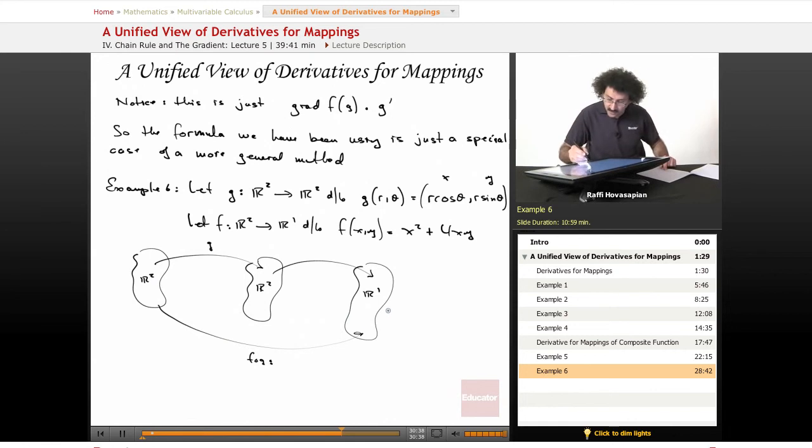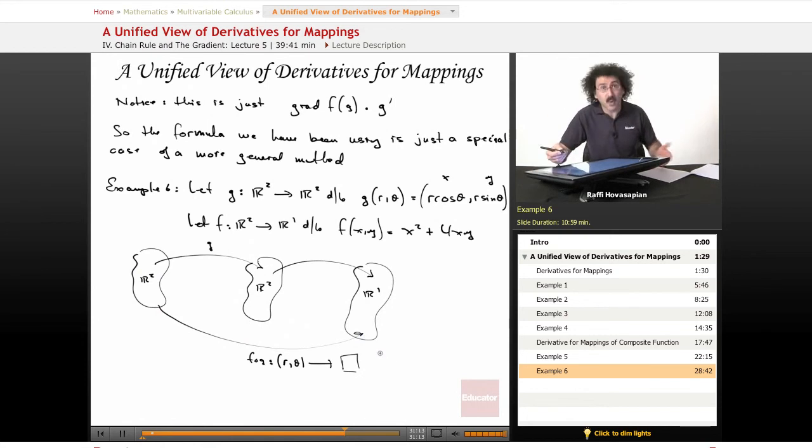Okay, in other words, f of G is going to take r theta and map them to some number, some function. So f of G is a function of r theta. G is a function of r theta. F is a function of xy. Xy are just variables. The composite function, which is a mapping from R2 to R1, is a function of the 2 variables r theta. That's it. That's all that's happening here. Okay, let's just run through the mathematics here.